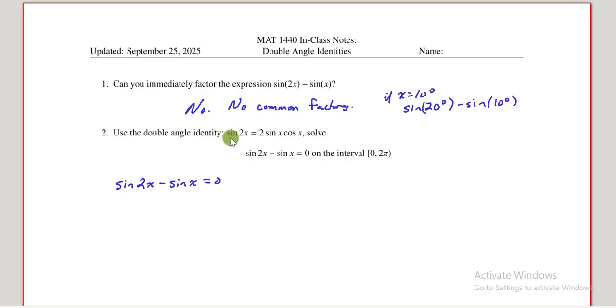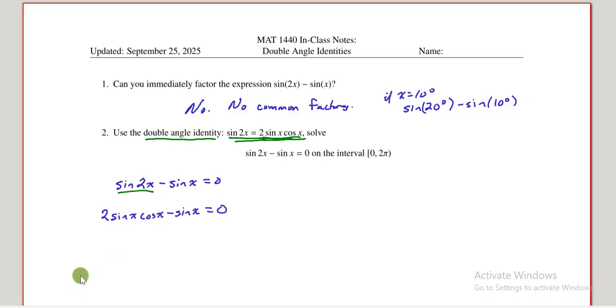But there's a hint. Let's use the double angle identity: sine of 2x is equal to 2 sine of x cosine of x. So I'm going to replace the sine of 2x in this expression with that double angle identity. And when I do so, I get 2 sine of x cosine of x minus the sine of x needs to equal 0.